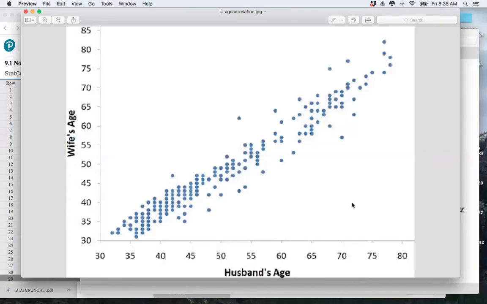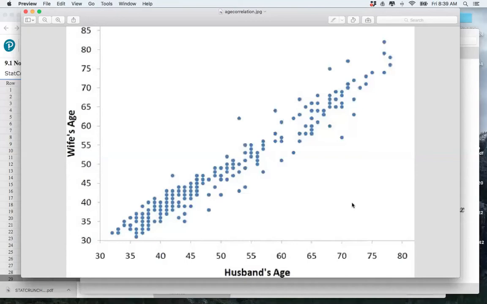Hey everyone, it's time to start Chapter 9. The motivation for Chapter 9 is to find some statistical ways to see if two variables are related in any way. So one way to do that is to talk about correlation. Correlation is another word for relationship.